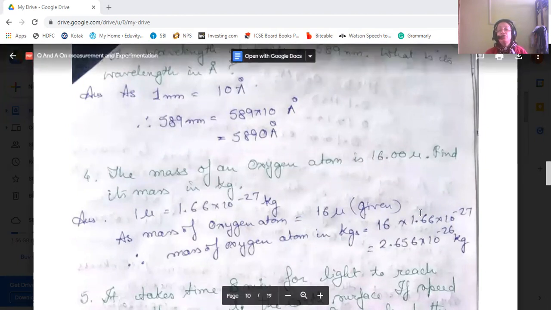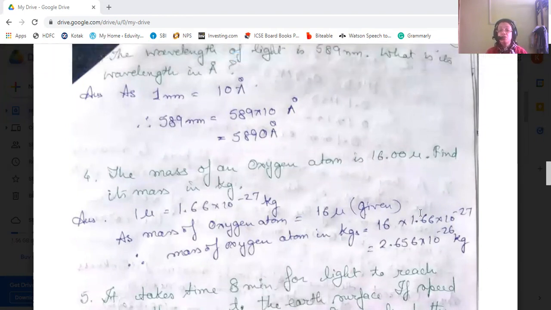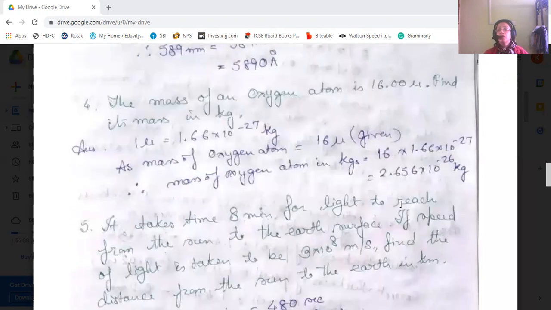Then the mass of an oxygen atom is 16 mu. Find its mass in kg. So 1 mu is 1.66 into 10 to the power minus 27 kg. As oxygen is 16 mu, which is given, therefore it's 16 into 1.66 into 10 to the power minus 27. That will give the answer as 2.657 into 10 to the power minus 26 kg.